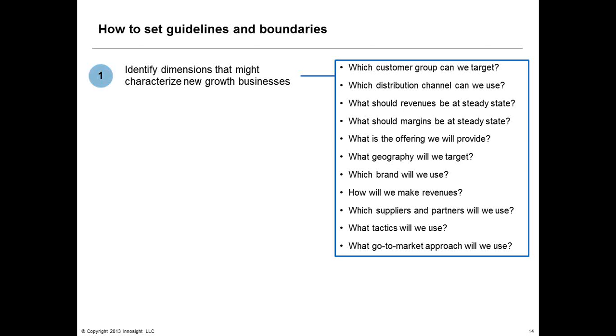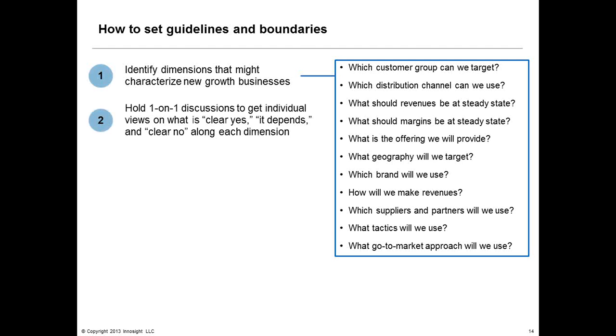And you first want to identify those dimensions and then have some conversations amongst your leadership team around each of these dimensions: what would be a clear yes, what would be an it depends, so you might be willing to discuss that particular guideline. And then what's out of bounds? What's a clear no on each of these dimensions? And then once you've had these individual discussions, you can bring the results together and figure out where you had areas of alignment and misalignment, have a group discussion to work out the areas of misalignment, and then summarize that and share it with the organization.